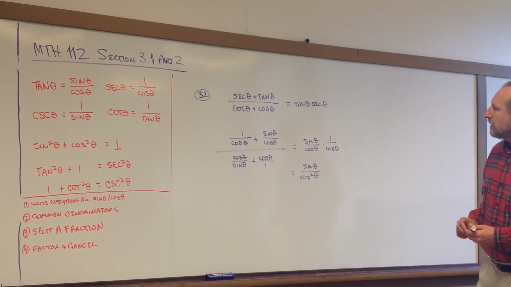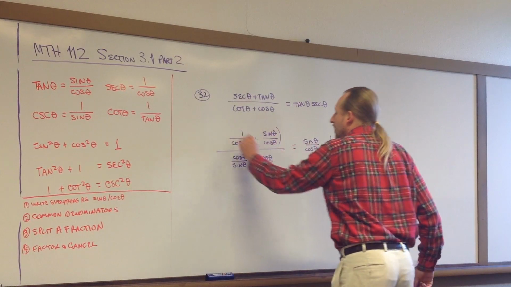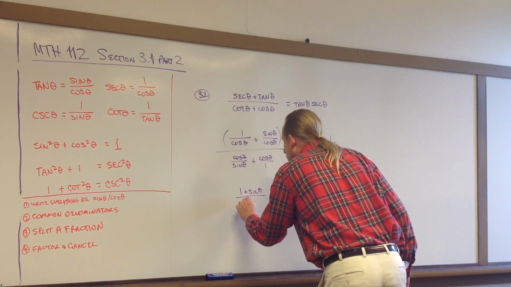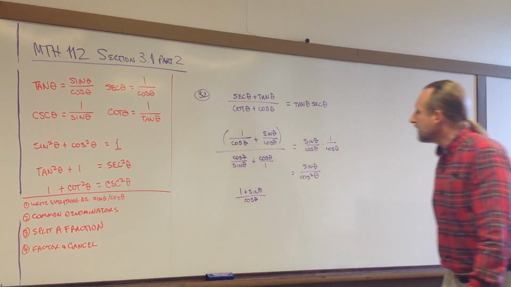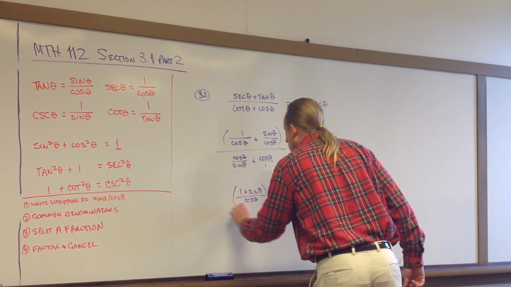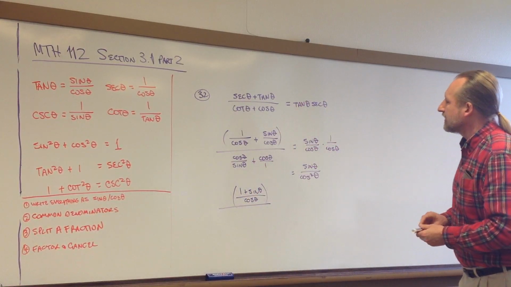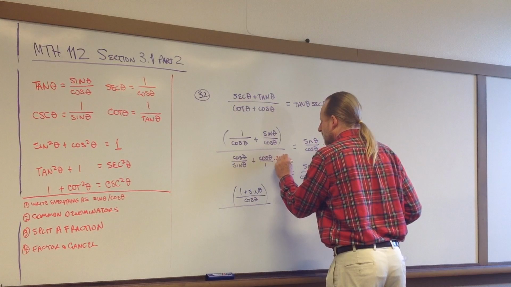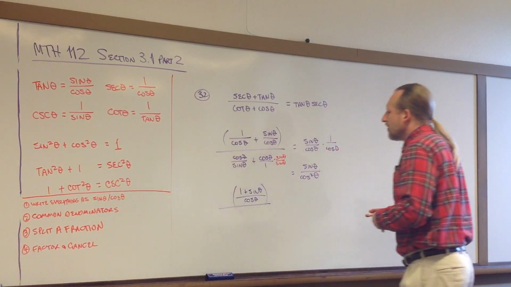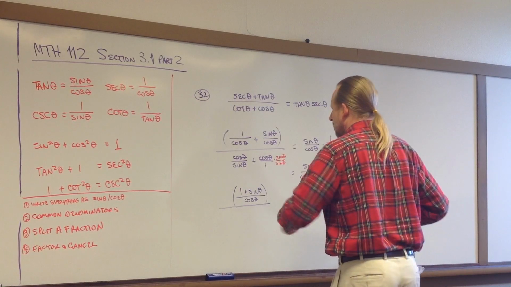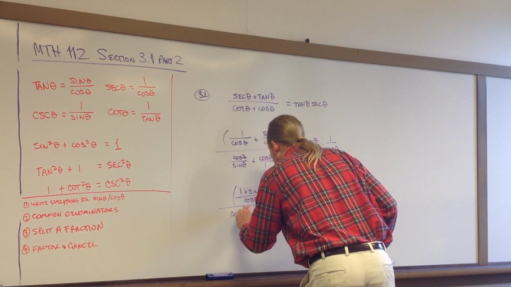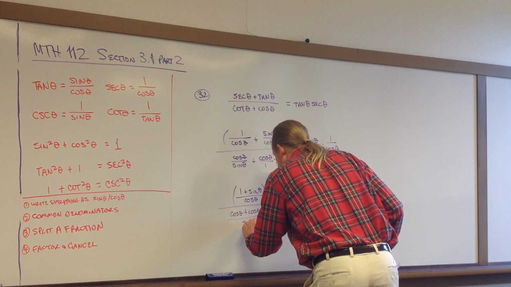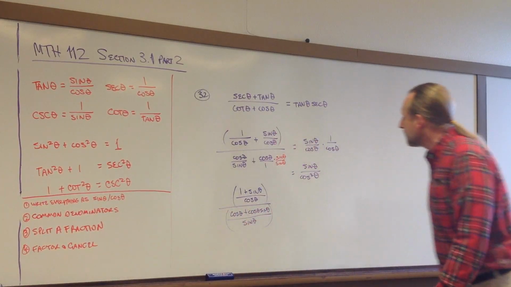Okay. Well, let's see here. On this one, we're going to have 1 plus sine theta on top, cosine theta as the denominator. All right. Down here, we're going to have to make a common denominator. So we're going to have to multiply by sine theta over sine theta. So that'll be cosine theta plus cosine theta sine theta on top, and our denominator is sine theta.